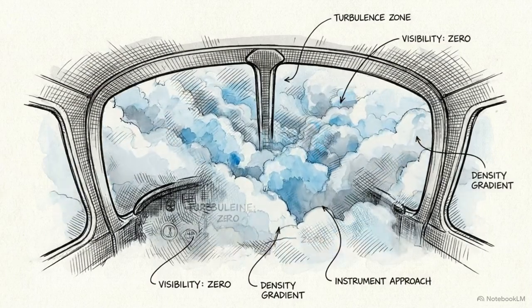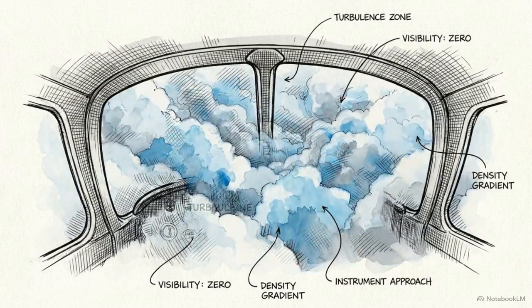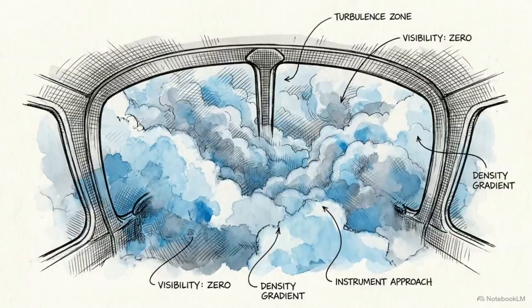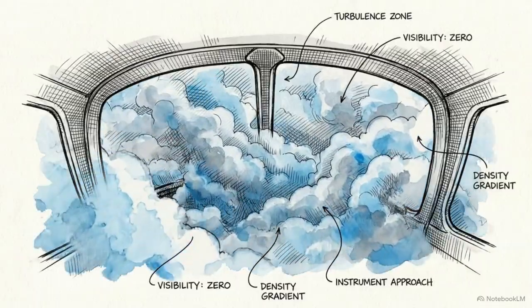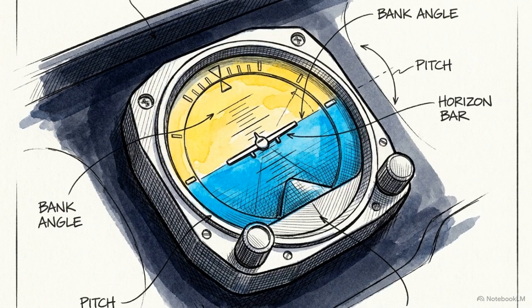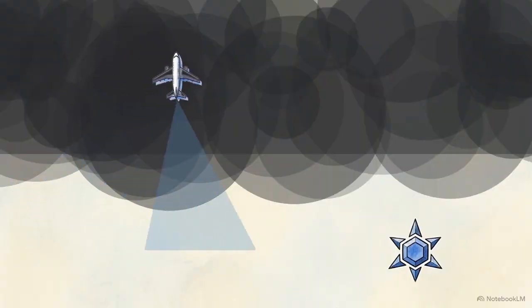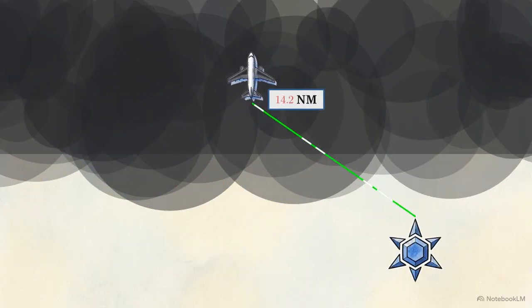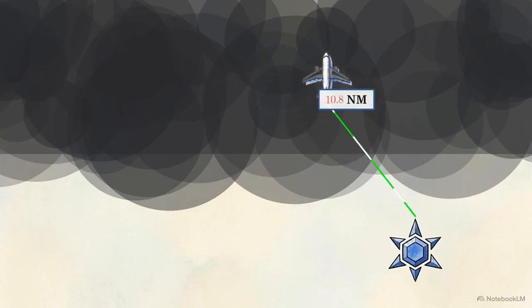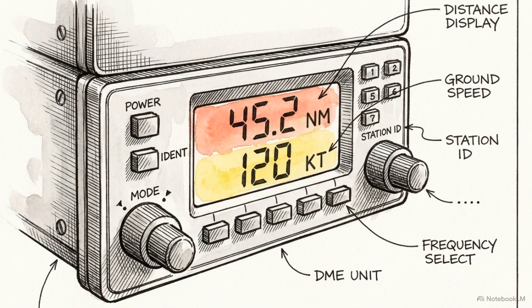When a cloud bank swallows the nose of your aircraft, your visual horizon vanishes instantly. Without the ground to guide you, spatial disorientation can set in within seconds. To maintain your course in zero visibility conditions, you need a system that can pinpoint exactly how far away you are from a fixed location. That system is your distance measuring equipment, or DME.